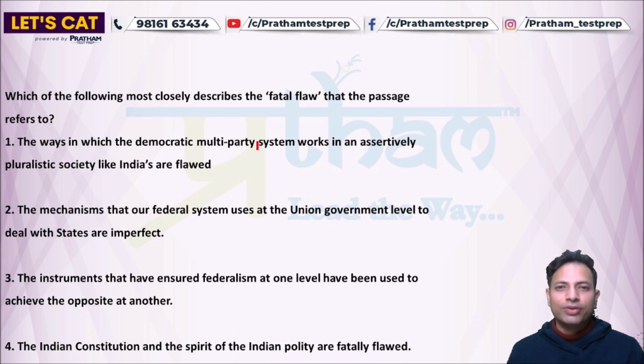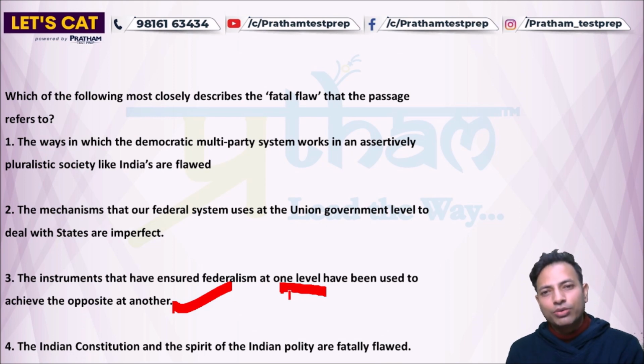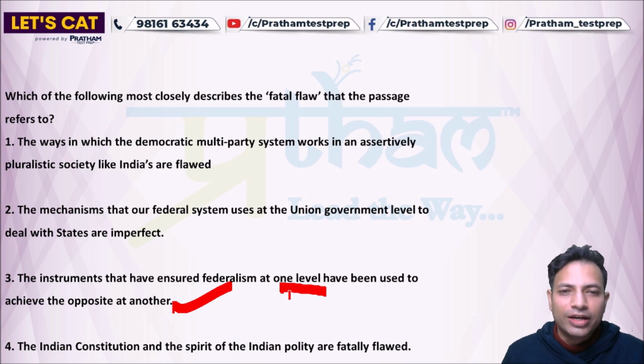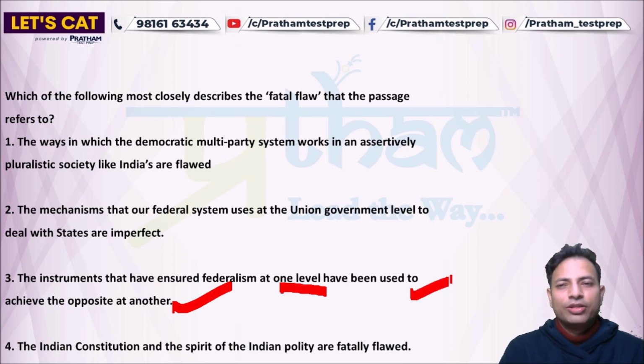What is the fatal flaw? Again, the panchayati raj system did not get the space that it should have. What could be the answer? Let's see. The instruments that have ensured federalism at one level have been used to achieve the opposite at the other. This is my answer. What is the one level? The state level. The instruments at the state level that gave them rights, those same instruments actually acted against the panchayat system. So this was it.